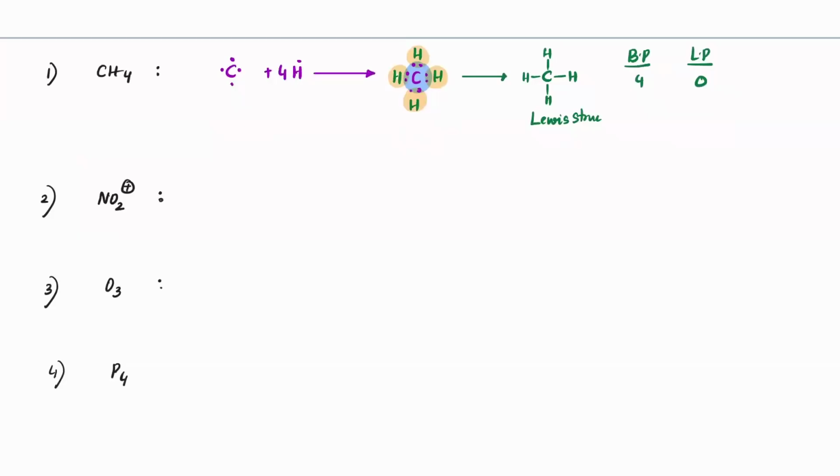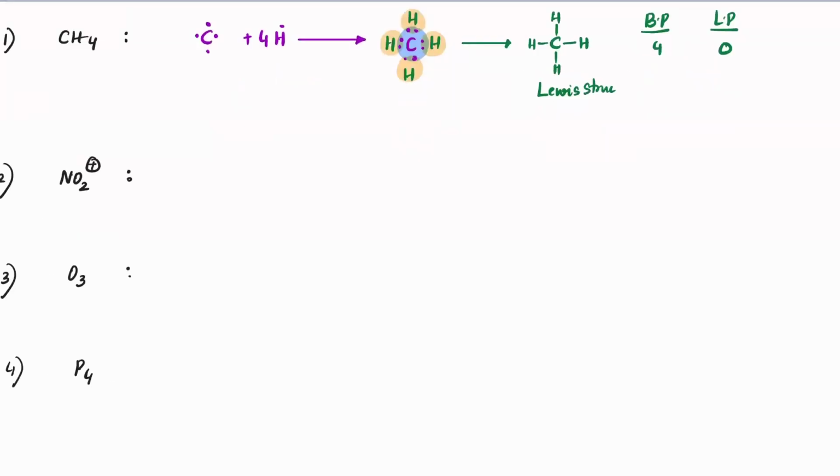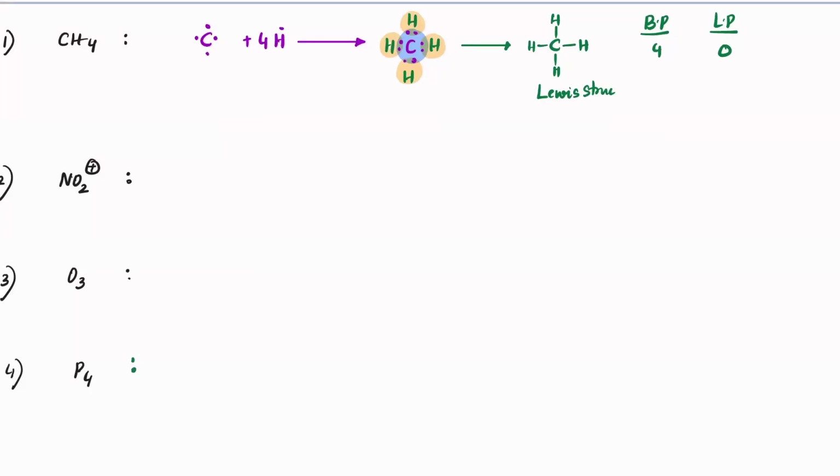Right. Now, thinking along the same lines, I want you to do NO2 plus, O3 and P4. Please try these three quickly. Try to write the Lewis structure. First, figure out how many valence electrons there are. Check how many bond pairs you can put, see which bonds will be better, and try to figure out the structure.